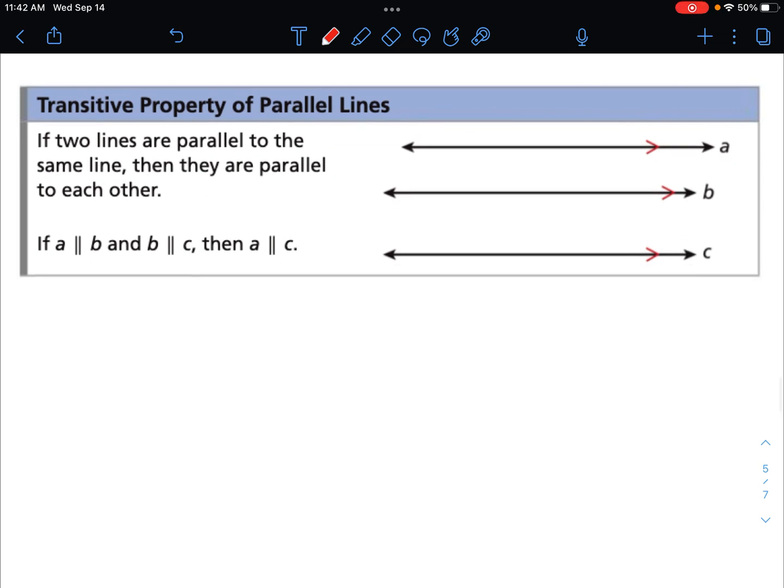One more property to add to your ever-growing toolbox would be the transitive property of parallel lines. This works just like the transitive property we've used in the past. If A is parallel to B and B is parallel to C, well then we'll cut out the middleman. A must be parallel to C. So it's just kind of the same transitive property we've been using. This is just for parallel lines this time.